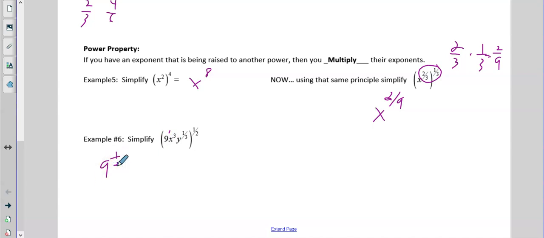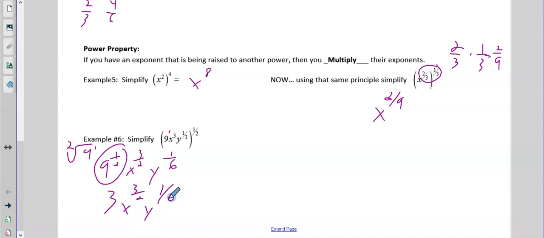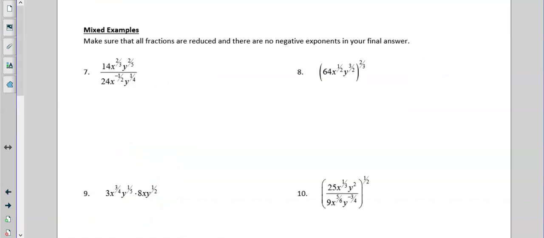Okay. 3 times 1/2 is 3/2. And 1/3 times 1/2, top times top, bottom times bottom. And the only thing I'm going to clean up here is this, because that's the same thing as this, 9 to the 1/2, right? So that's the square root of 9, which is 3, x to the 3/2, y to the 1/6. And that's it.